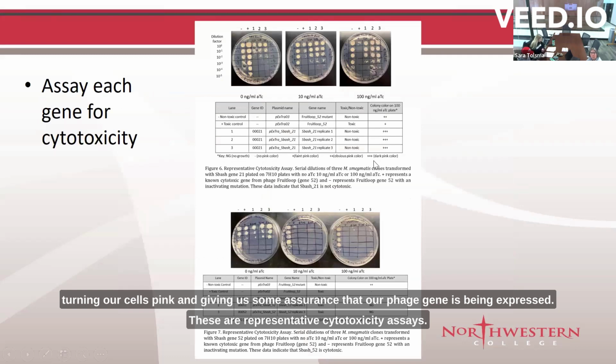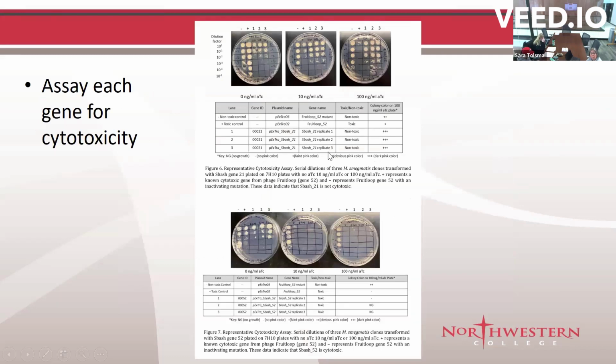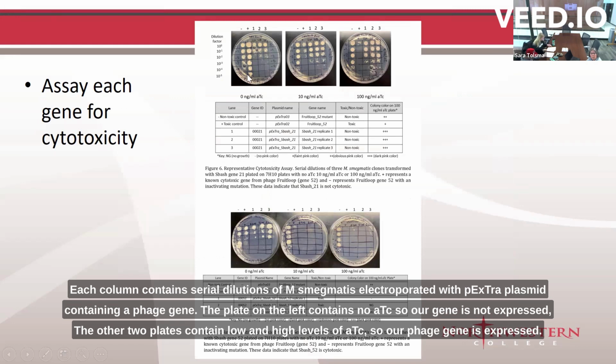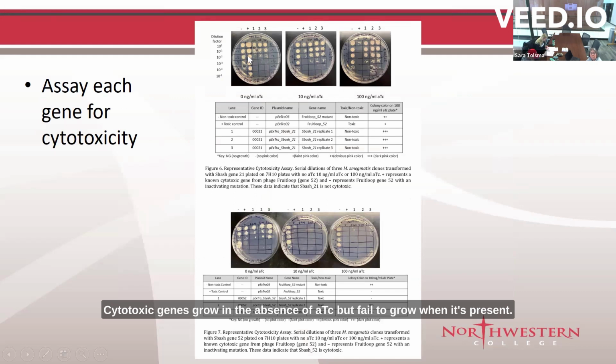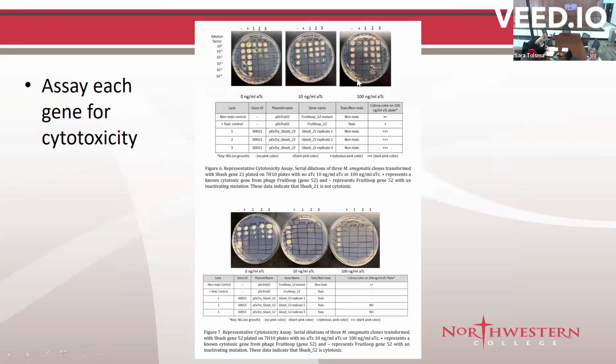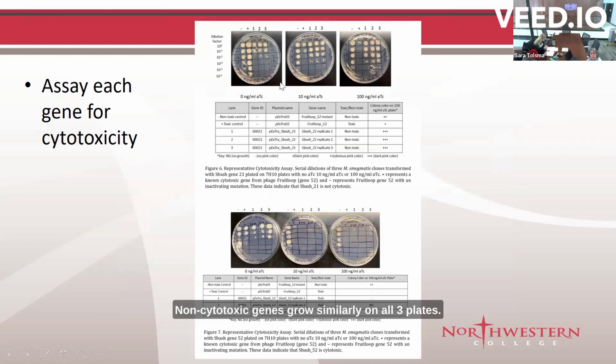These are representative cytotoxicity assays. Each column contains 10-fold dilutions of M. smegmatis electroporated with a plasmid containing a phage gene. The plate on the left contains no ATC, so our gene is not expressed. The other 2 plates contain low and high levels of ATC, so our phage gene is expressed. Cytotoxic genes grow in the absence of ATC, but fail to grow when it's present. Non-cytotoxic genes grow similarly in all 3 plates.